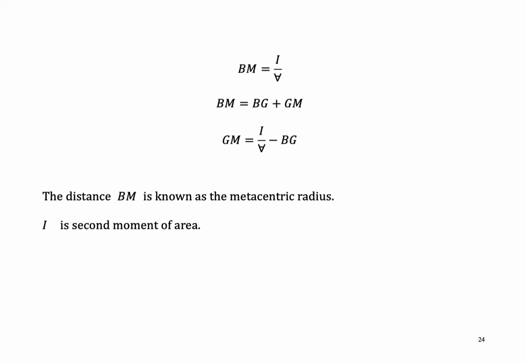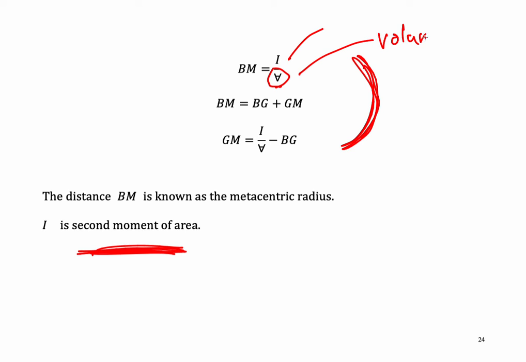And now I would like to introduce three basic equations that need to be remembered to solve problems of stability and buoyancy. First is BM, which means the vertical height, in the y direction, from point B to point M. We simplify it as BM is equal to I over volume, where I is the second moment of area, and the volume is that of the submerged part.